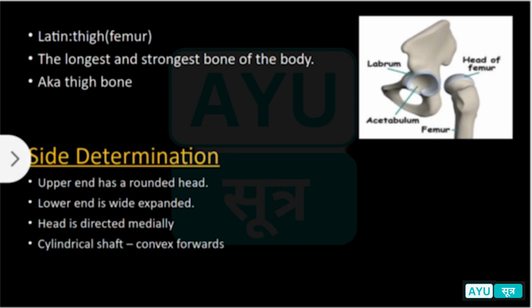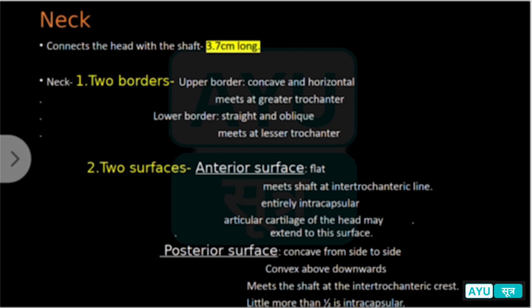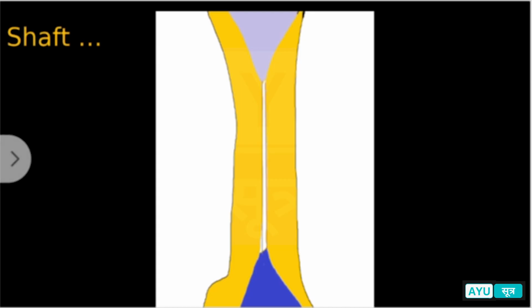Moving on to the shaft of the femur, it is cylindrical and is narrowest at the middle. It is more expanded inferiorly than superiorly. To study the shaft, we will divide it into three parts, namely upper 1/3, middle 1/3 and lower 1/3.